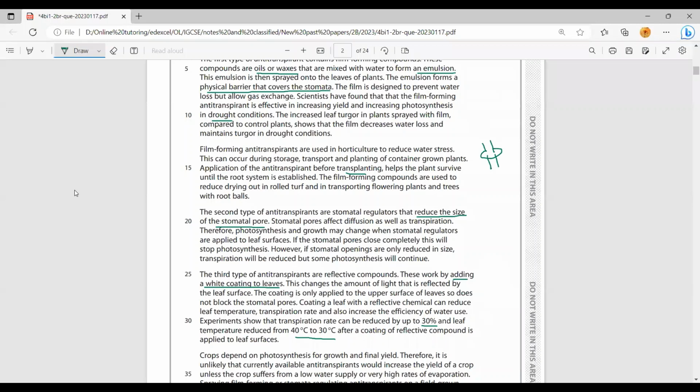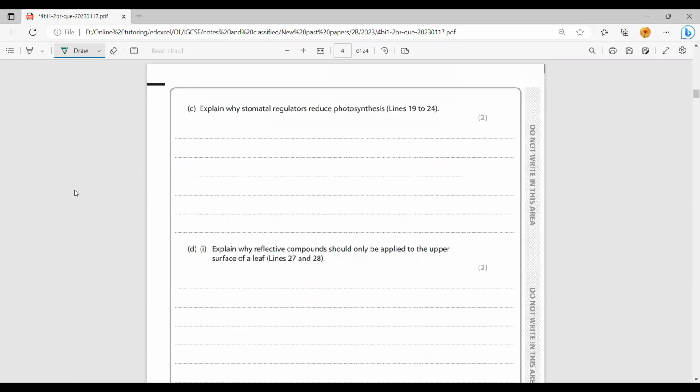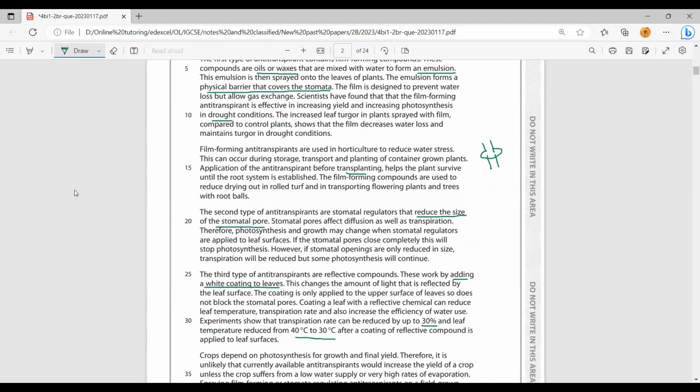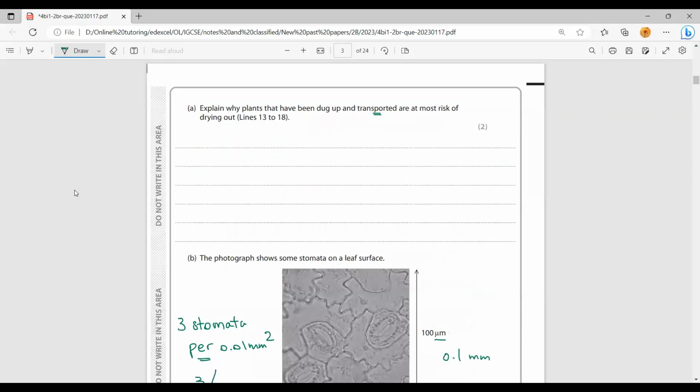Yes, Jana? They reduce the size of the stomata. How does it reduce photosynthesis? Right? He says here, explain why regulators reduce photosynthesis. Yes, they reduce the size of the stomata, so less carbon dioxide diffuses in the leaf. Yes, so less photosynthesis. Very good. Okay, that's it.